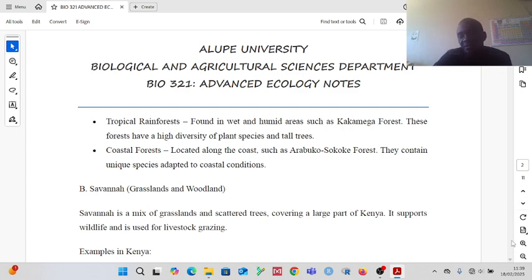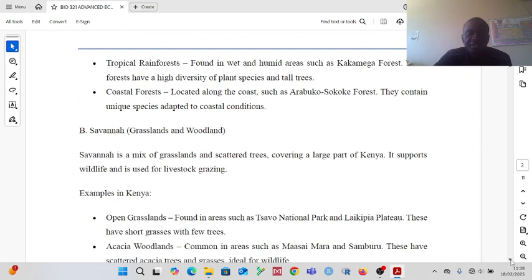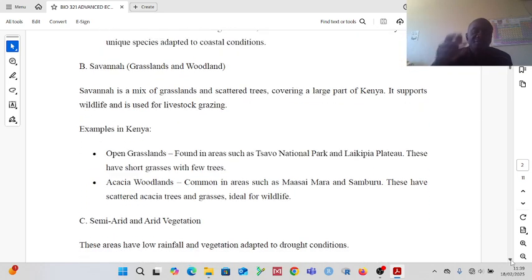The second type of vegetation is savanna, which is just the grassland or even the woodlands. So savanna is a mix of grasslands and some scattered trees, okay? And the grassland with the trees that are scattered across these grasslands end up supporting not only wildlife, but also, by virtue of the presence of grass, most of the savanna is also used for livestock grazing. Okay, so the examples are given there.